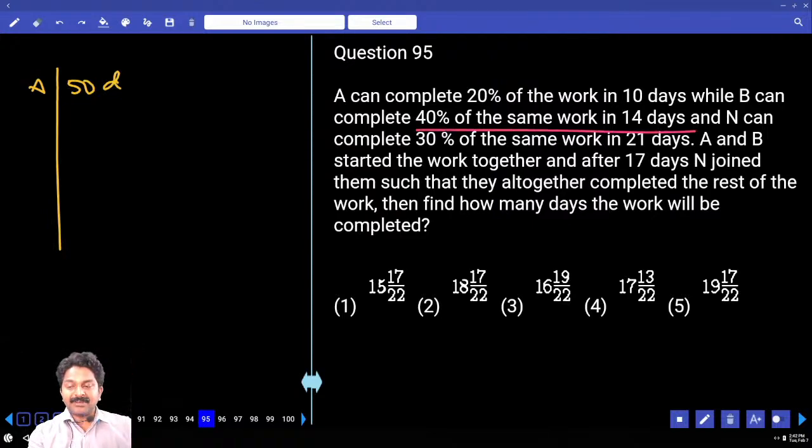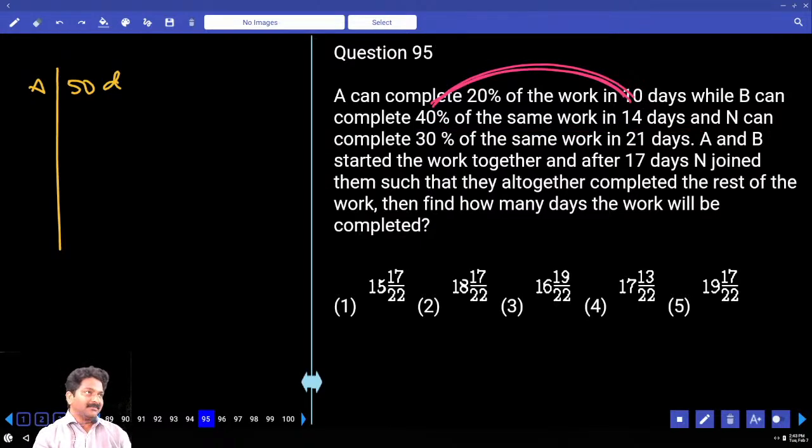B can do 40% work in 14 days. 100%: I want to generate 100 using 40. 40 plus 40 plus half of 40. Yes, 14 plus 14 plus half of 14. Otherwise, 14 is 35% of 40. Upon 100%, 35% is 35. Either way is fine. 35% of 40 is 14, right?